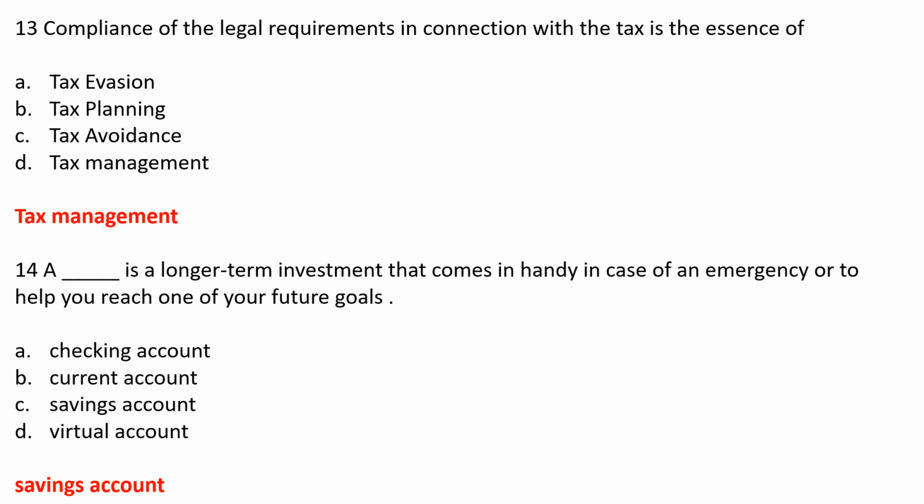A dash is a longer term investment that comes in handy in case of emergency or to help you reach one of your future goals. Option A checking account, option B current account, option C saving account, option D virtual account. The correct answer is option C, saving account. A saving account is a longer term investment that comes in handy in case of emergency or to help you reach one of your future goals.